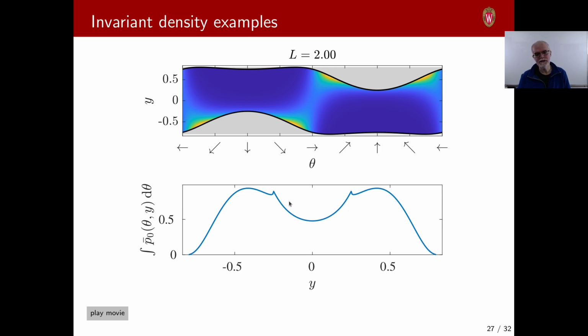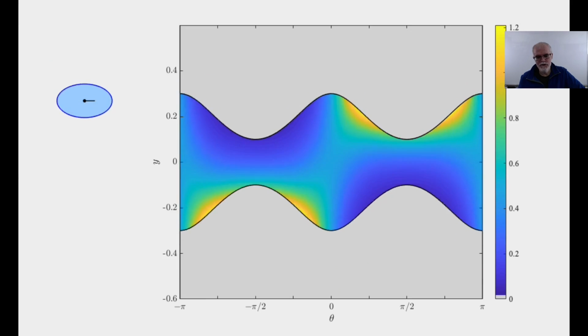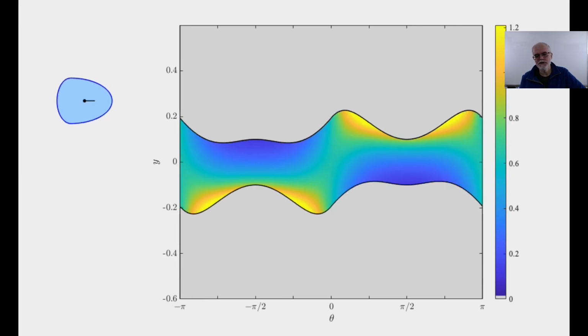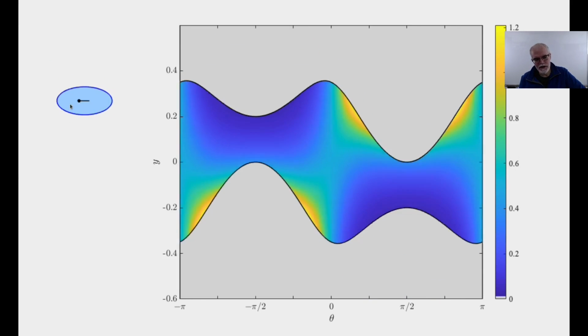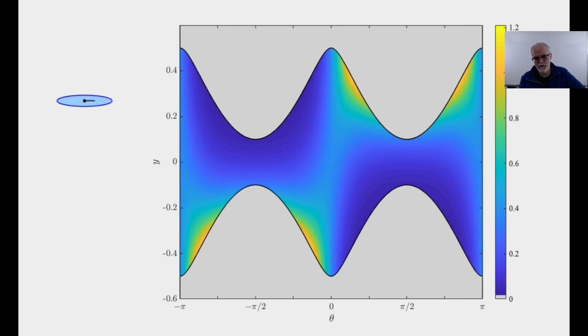Let me show you some movies now of the invariant density that I mentioned, the invariant distribution and invariant density of the swimmer. So the swimmer tends to collect very often near theta equals 0 and pi, which corresponds to aligning with the wall. And this is the marginal distribution, the marginal density as a function of y. So you can see here the bulk of the swimmers is roughly at this distance, 0.5 and minus 0.5 away from the center line. But you can make a movie just to show what happens depending on the shape of the swimmer and depending on the center of rotation of the swimmer.